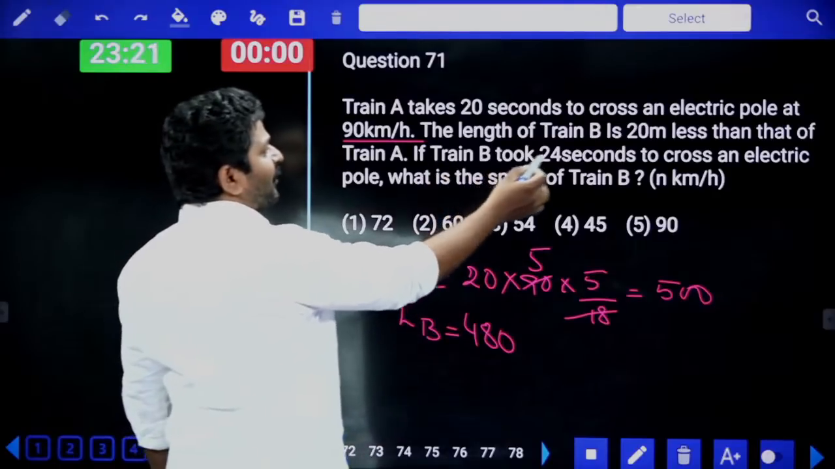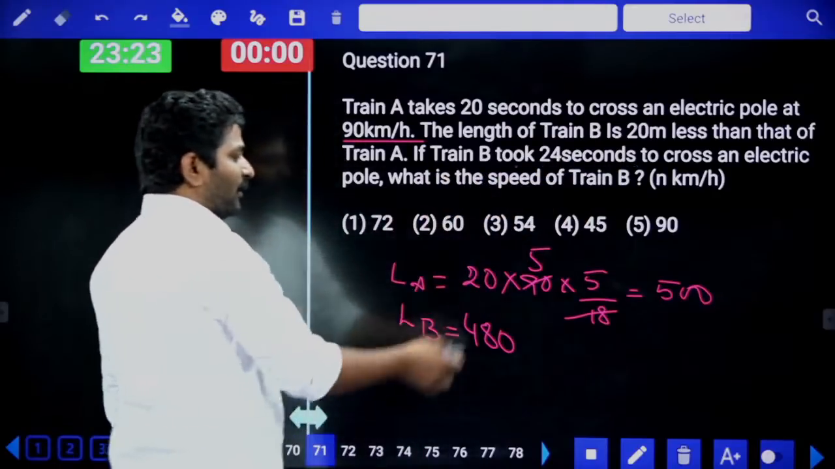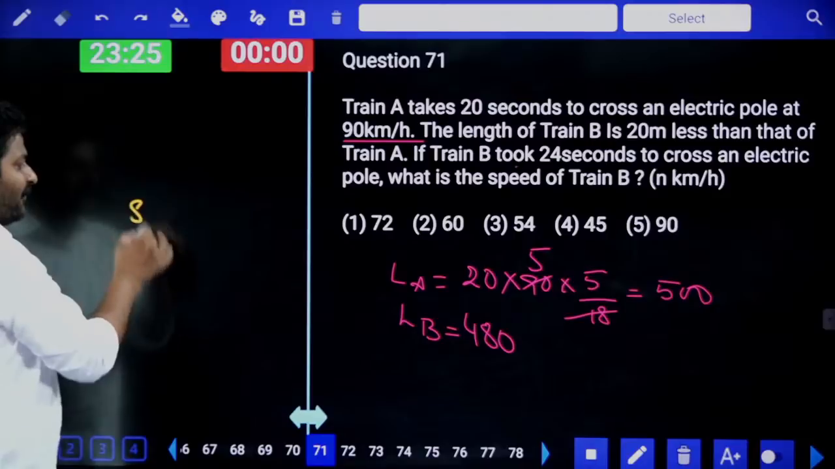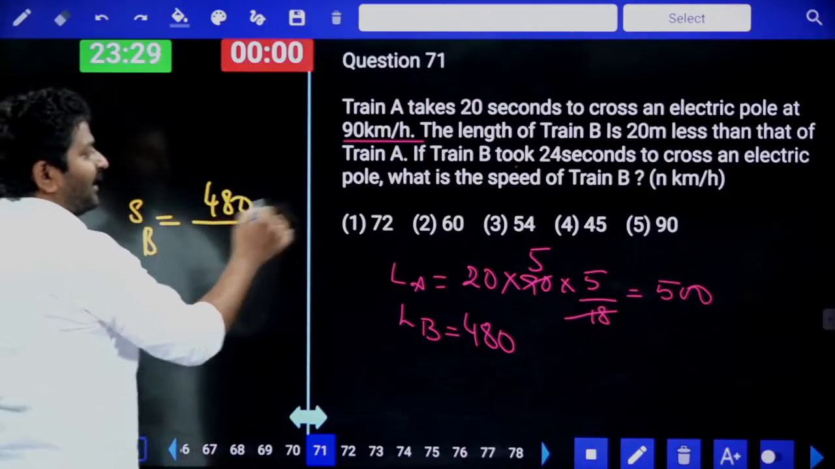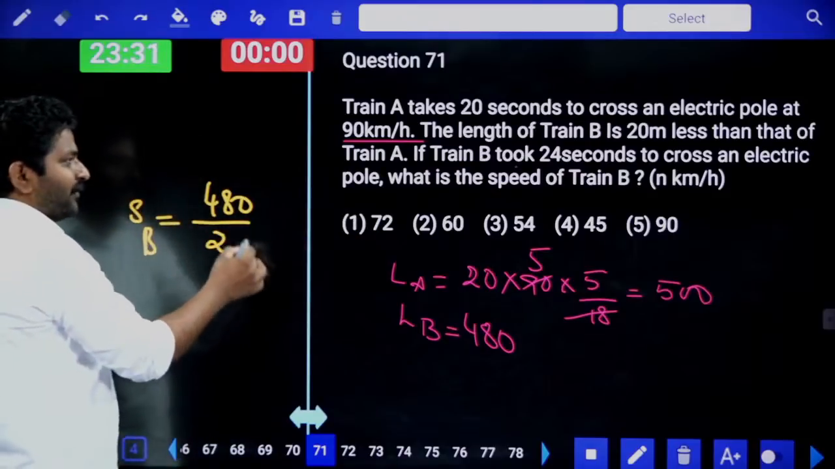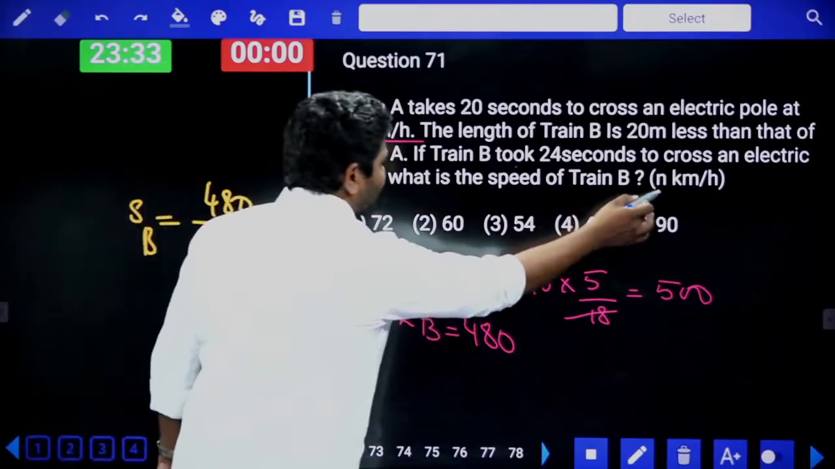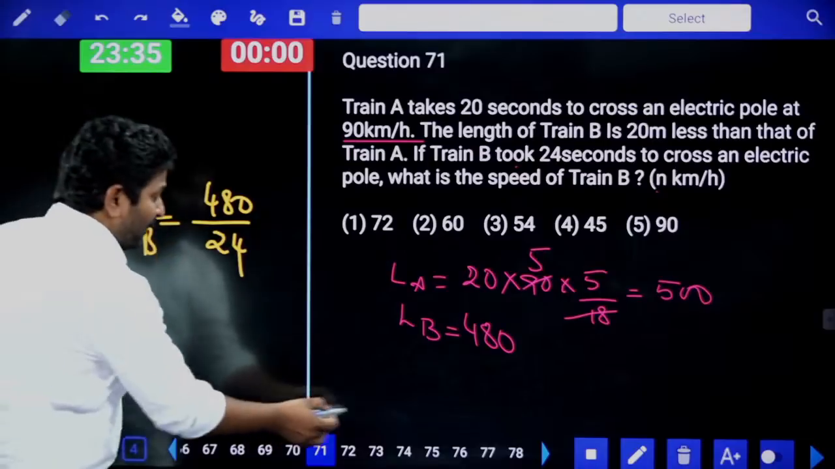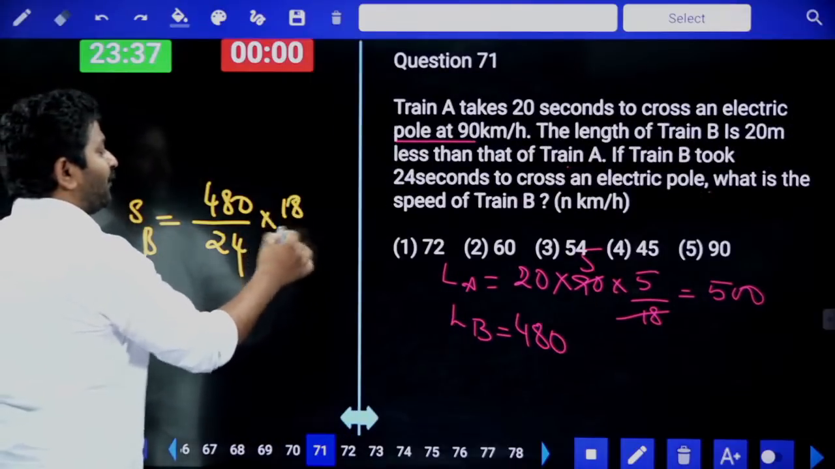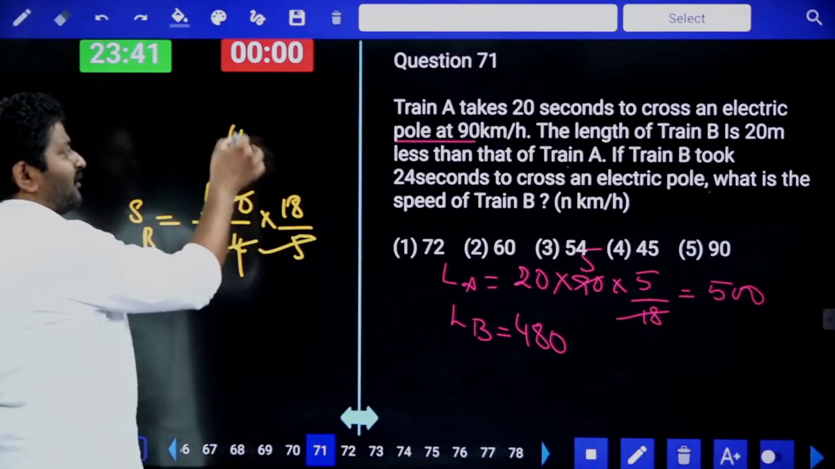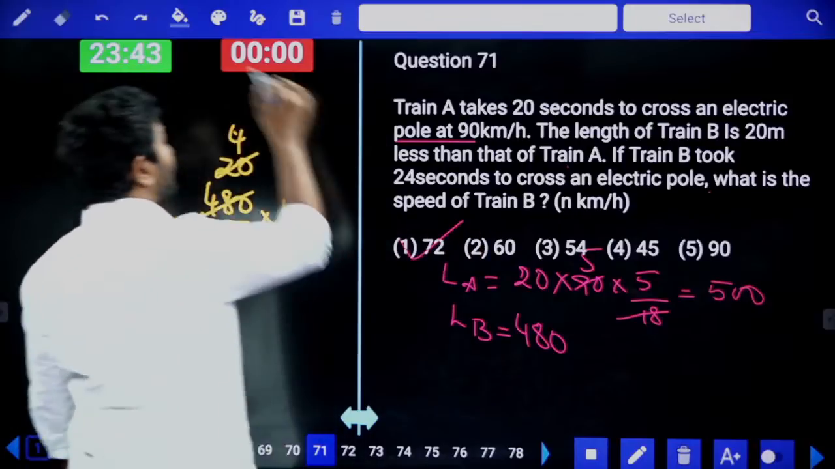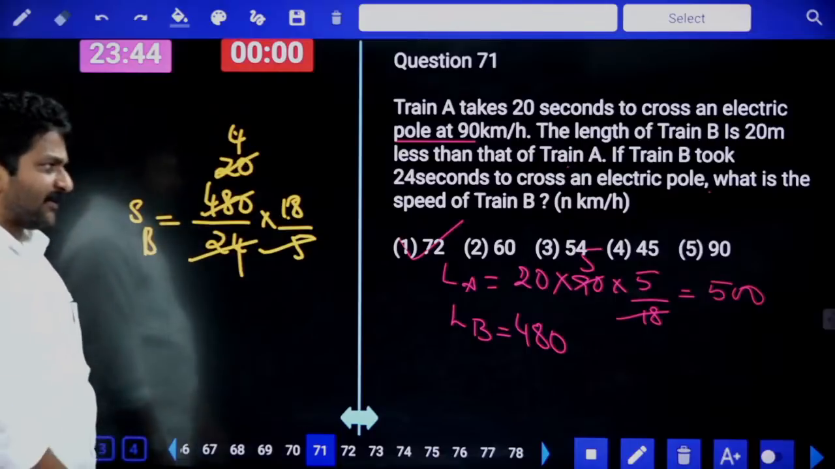If train B took 24 seconds to cross an electric pole, so what is the speed? Speed of train B is equal to distance, which is 480 divided by time taken 24 seconds. You'll get answer in meter per second, but you have to convert into kilometer per hour. So which is into 18 by 5. This value is 20. 5 4 times 4 into 18, that is 72. First option is our final answer.